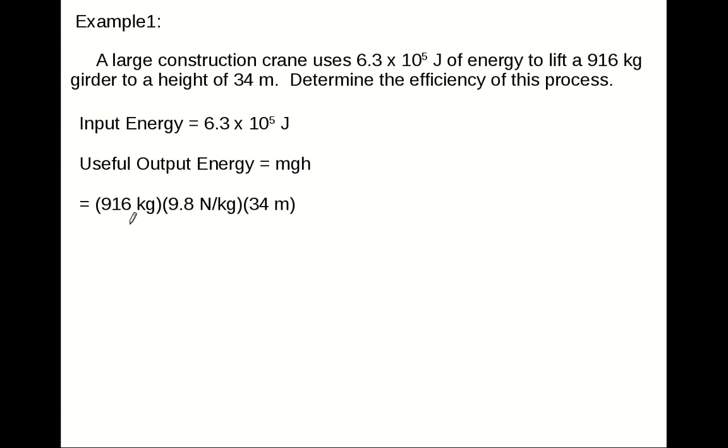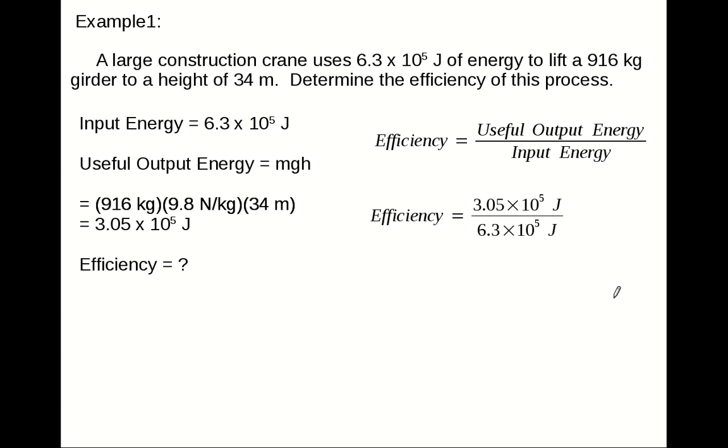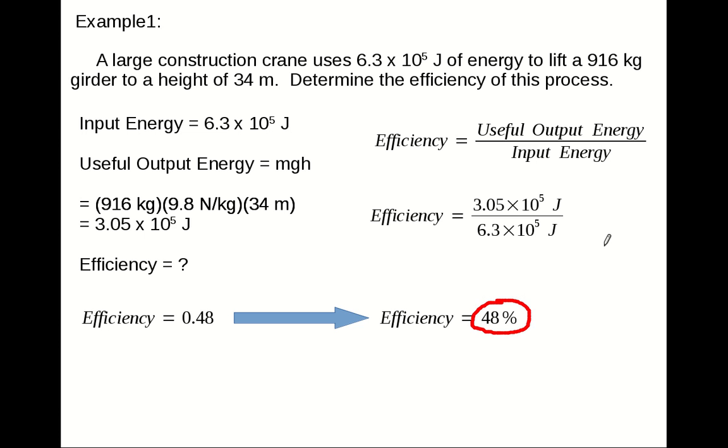And so we can calculate that here using the mass, small g, and we know the height, and we get about 305,000 joules of gravitational potential energy for the girder that it gains. So the efficiency is our unknown. We'll use our efficiency equation, useful output energy over input energy. So we have our efficiency is equal to 305,000 joules over about 630,000 joules, and we get 0.48. But we write efficiency as a percent. So 0.48 is really the same thing as 48%. So there's our efficiency for this process.